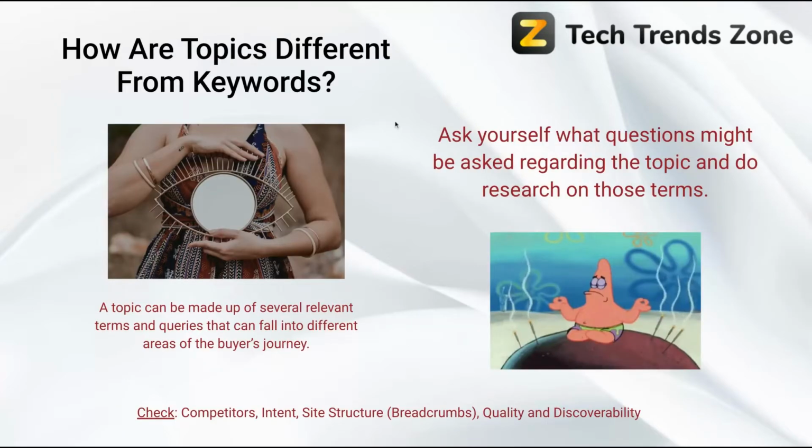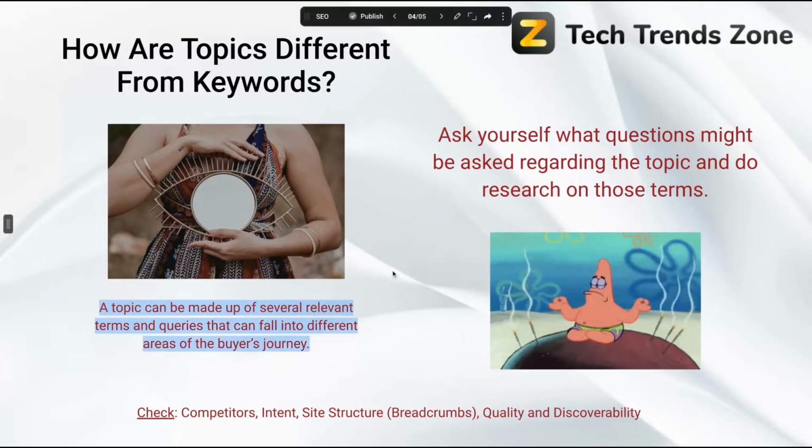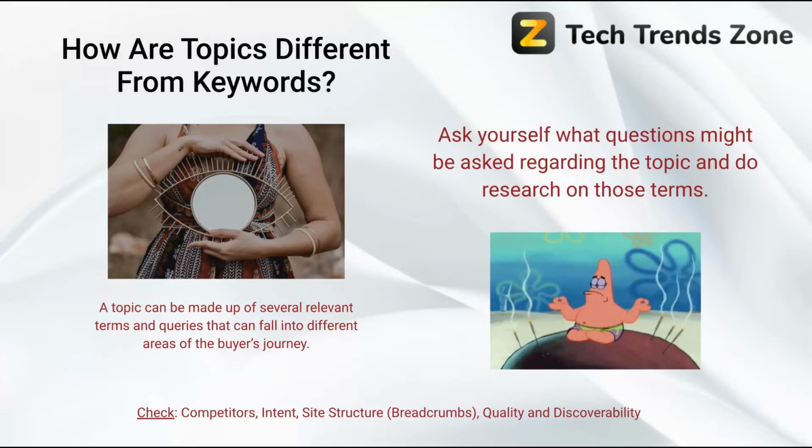So how are topics different from keywords? A topic can be made up of several relevant terms and queries that can fall into different areas of the buyer's journey. So if you are researching video editing, how to edit a video, to learn how to edit the video, you may need to know what's the best video editor, but that's not your main goal.